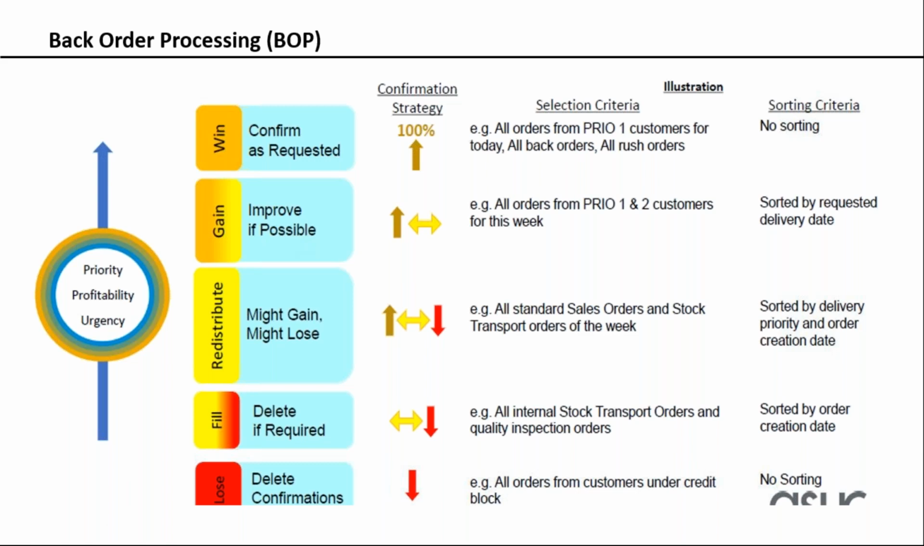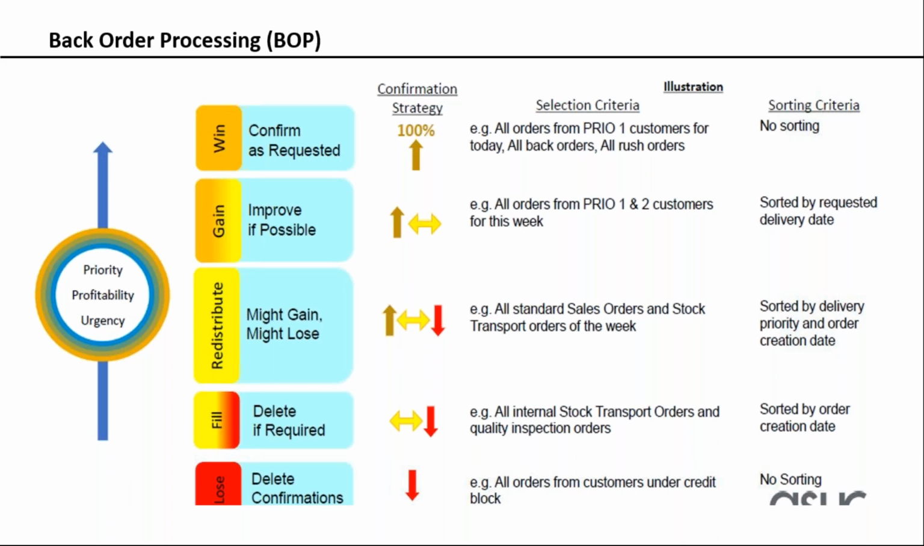Redistribute means it might gain or might lose based on the priorities. If there are unconfirmed orders for high priority customers, but low priority customers' orders got confirmed, in that case the inventory will be unconfirmed from the low priority customers and allocated to high priority customers.